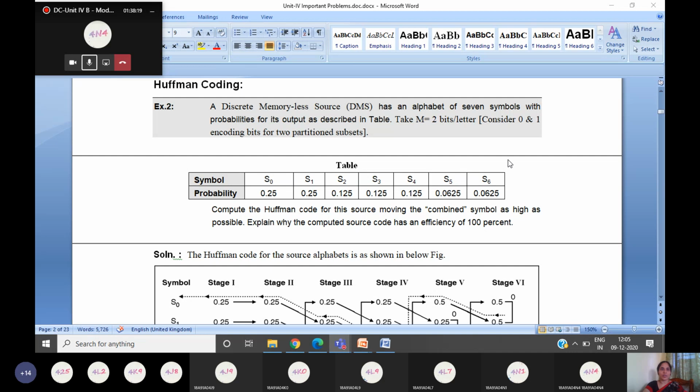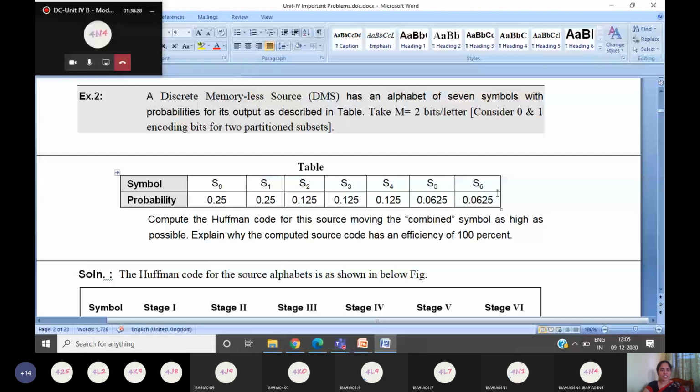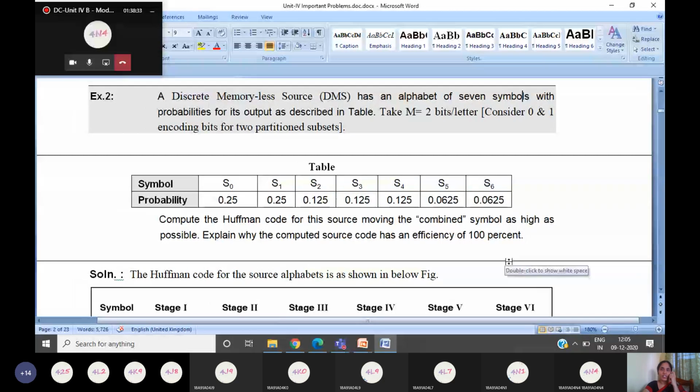Now please take the example. Please observe the example, a discrete memoryless source. This is based on Huffman coding. A discrete memoryless source has an alphabet of 7 symbols with probabilities for its output as described in the table. In the table, they have given you the 7 symbols and their respective probabilities. Take m equal to 2 bits per letter, so consider 0 and 1 encoding bits.